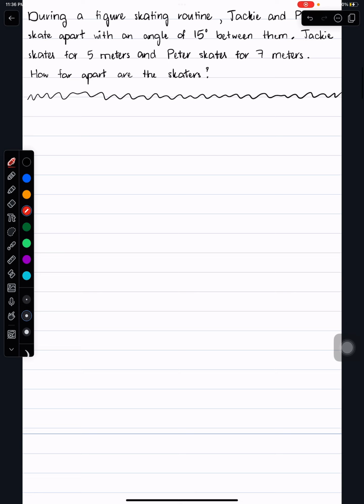So for this one, this is a word problem. The best way to visualize a word problem is to draw a picture to represent the situation. So let's get to it.